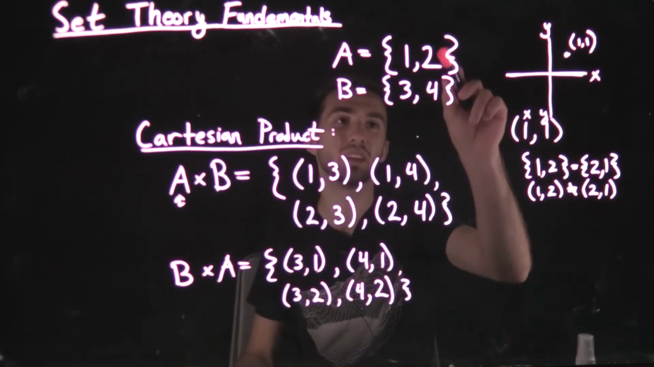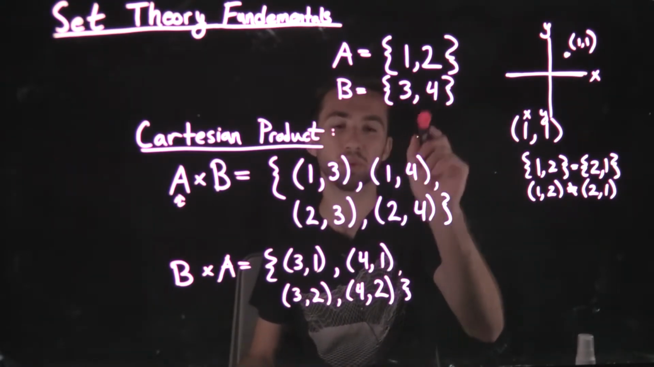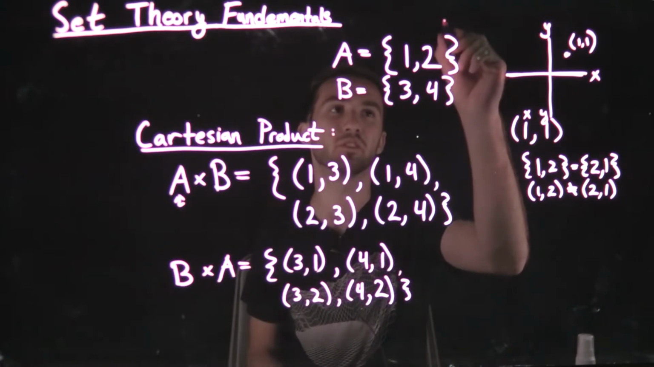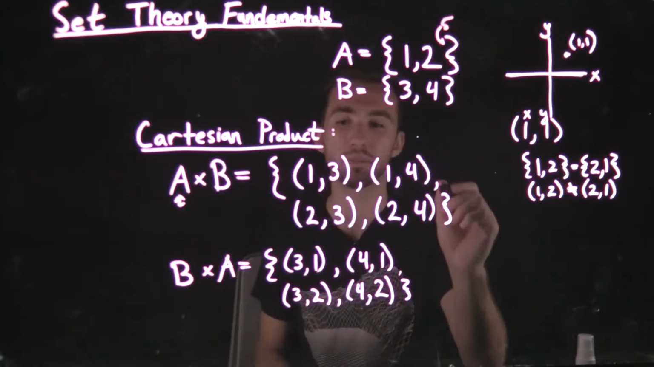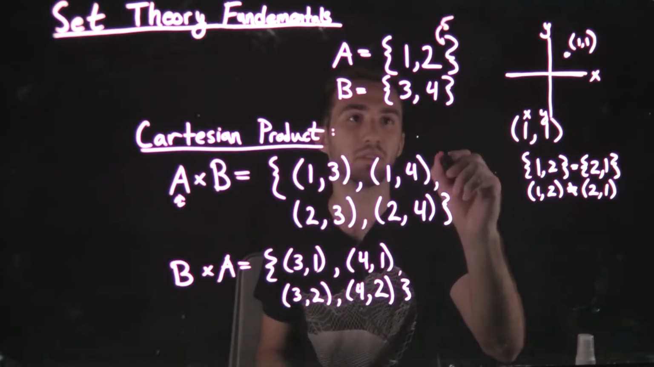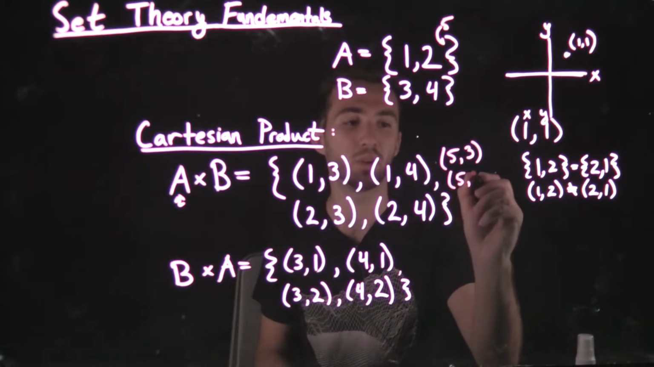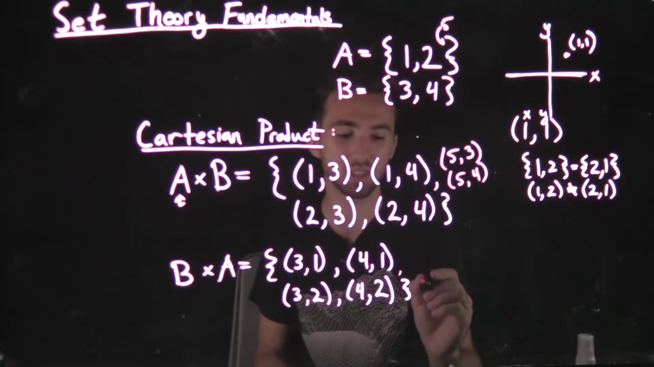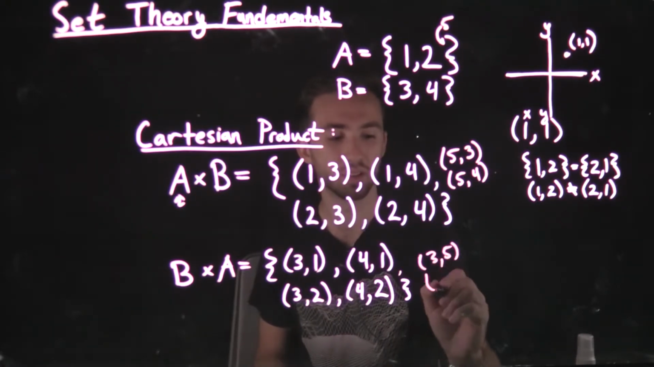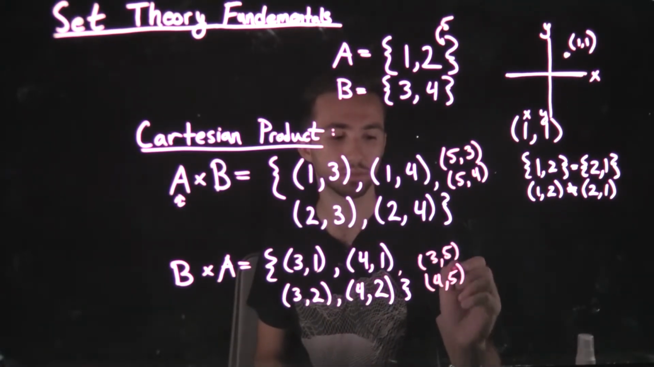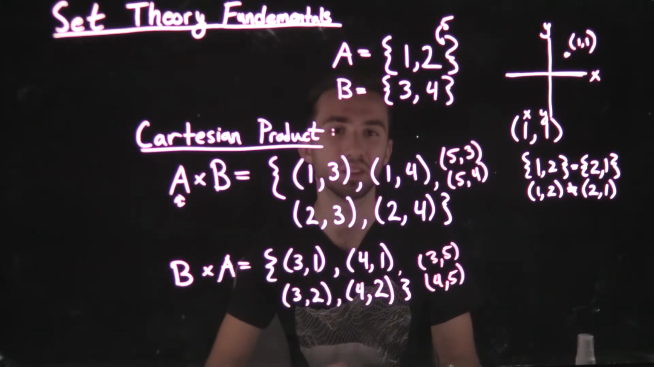So if there was a third element inside of here, we would have to add that element with 3 and 4. So like say, for example, 5 was inside of A. Right? Then A cross B would have the added items 5 and 3, and then 5 and 4. And then this B cross A would also have 3 and 5 and 4 and 5. You're just using this to create ordered pairs.